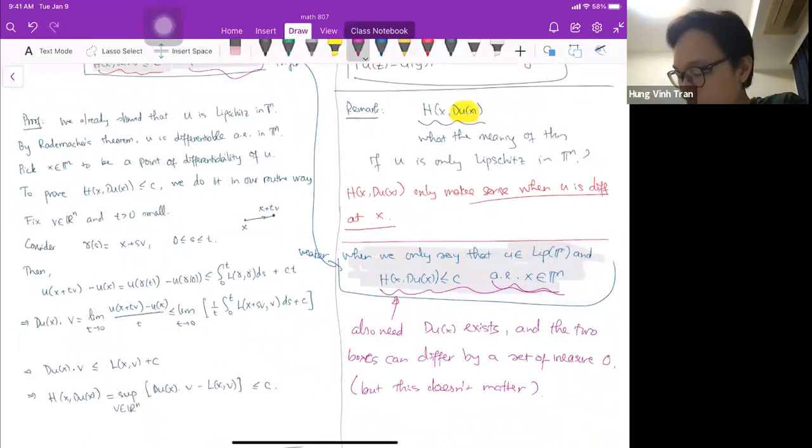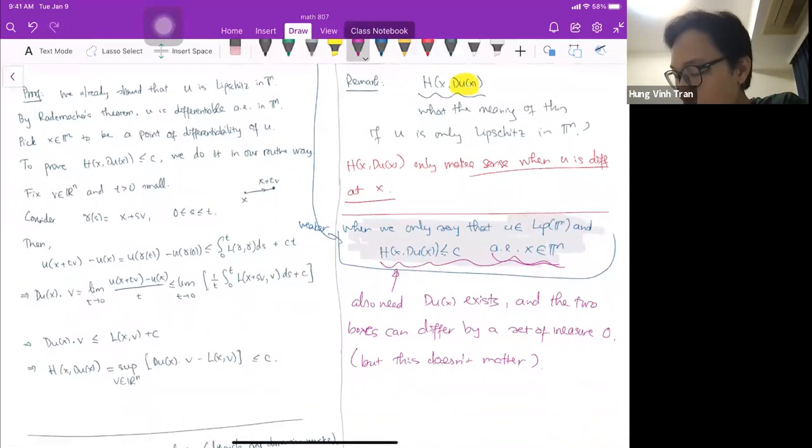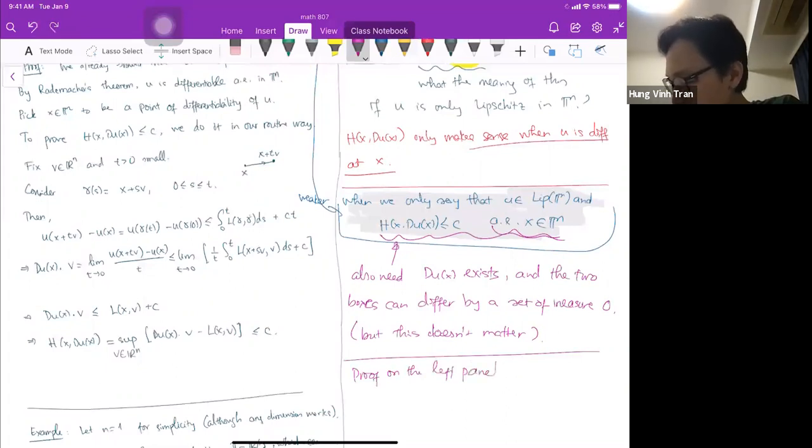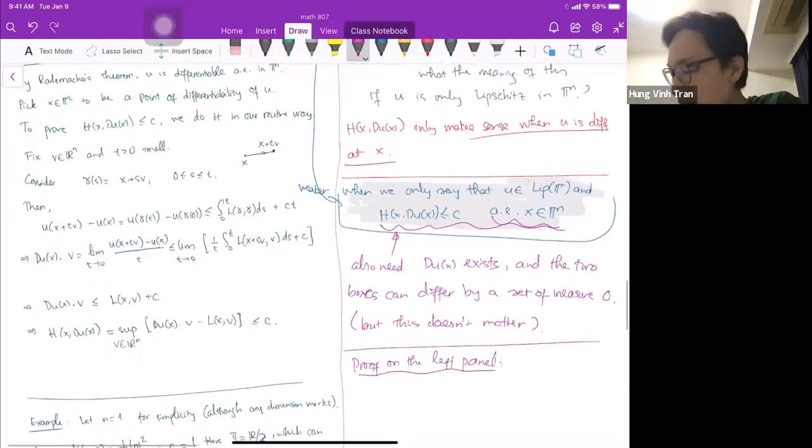All right, so let's see. Actually, the proof, if you think about it, goes in a similar manner to what we did last time. So this proof that we are doing, the proof on the left panel, although it looks very simple, is quite a general proof for this kind of statement.